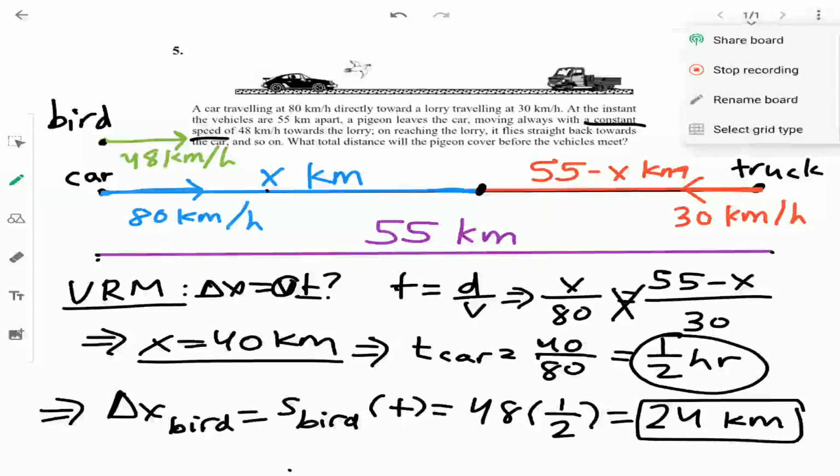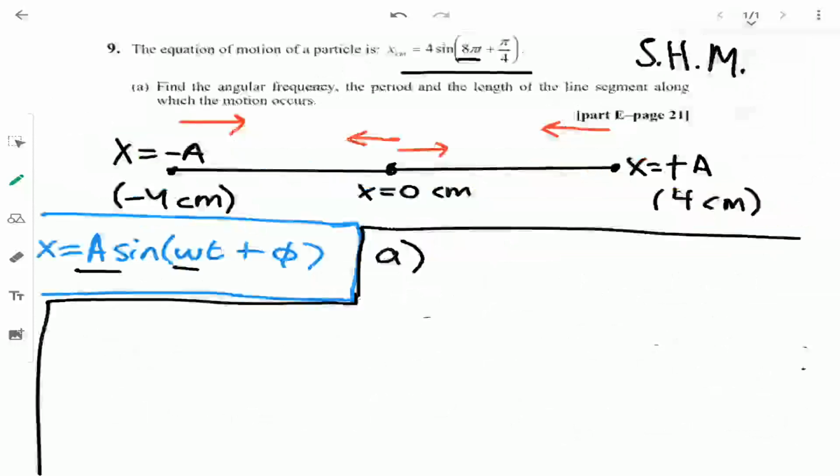Okay guys, let's start number 9. The equation of motion of a particle is x centimeters equals 4 sine of 8 pi t plus pi over 4. Part A asks us, find the angular frequency, the period, and the length of the line segment along which the motion occurs. I have given you some hints. You guys can solve it for a few seconds and then later we'll check.